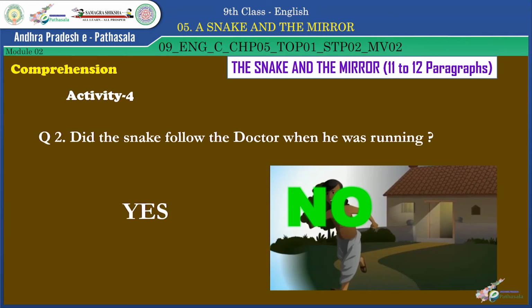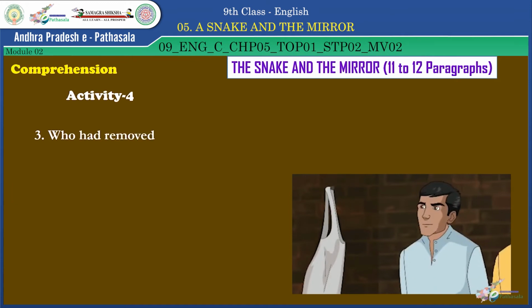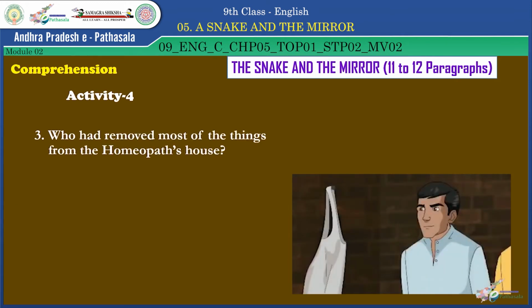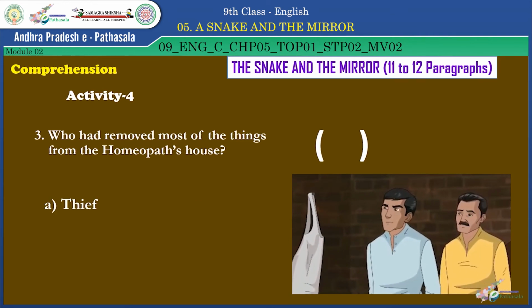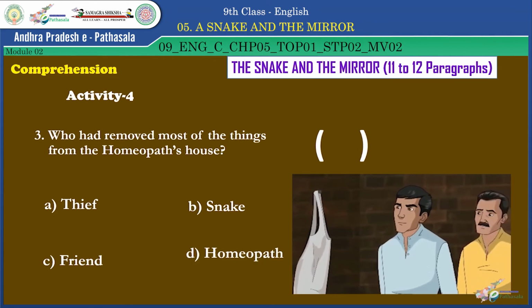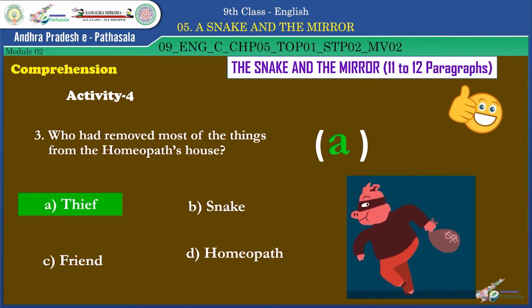Third question under this activity 4 is, who had removed most of the things from the homeopath's house? The options are A. Thief. B. Snake. C. Friend. D. Homeopath. The right answer is a thief. A thief removed most of the things from the homeopath's house. So, A. Thief is the right answer.